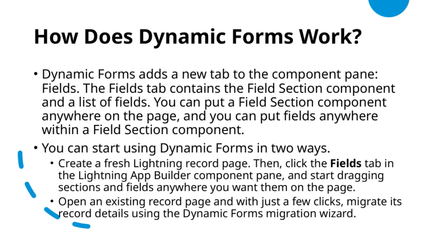Now, getting started with dynamic forms is straightforward. You have two main options. First, you can create a new Lightning record page from scratch. In the Lightning App Builder, just click on the Fields tab in the component pane, and then start dragging sections and fields into your desired layout, anywhere on the page. The second way is to take an existing record page, and with just a few clicks, migrate its details using the Dynamic Forms Migration Wizard. This makes it quick and simple to upgrade your pages without starting over.